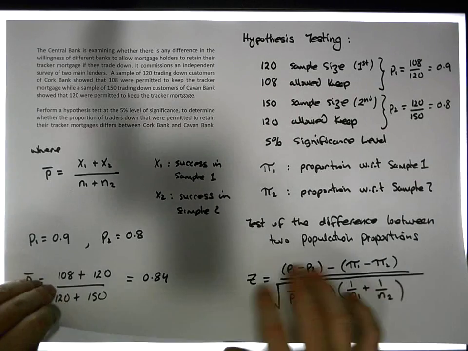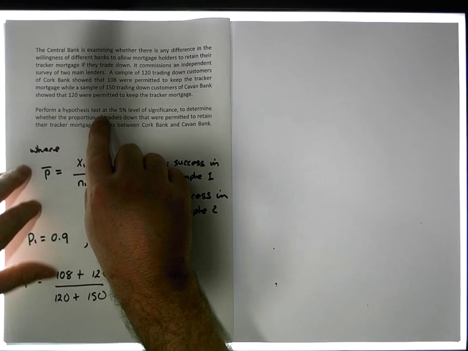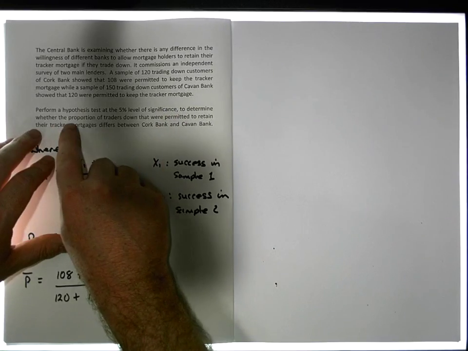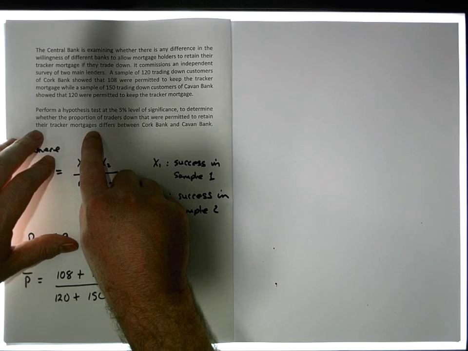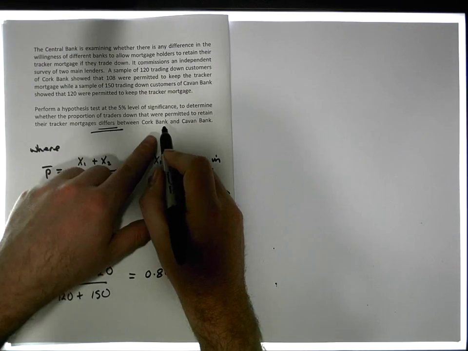So the question that's being asked in this particular instance is: perform a hypothesis test at the 5% level of significance to determine whether the proportion of traders that were permitted to retain their tracker mortgages differs. Is it different between the Cork Bank and the Cavan Bank?